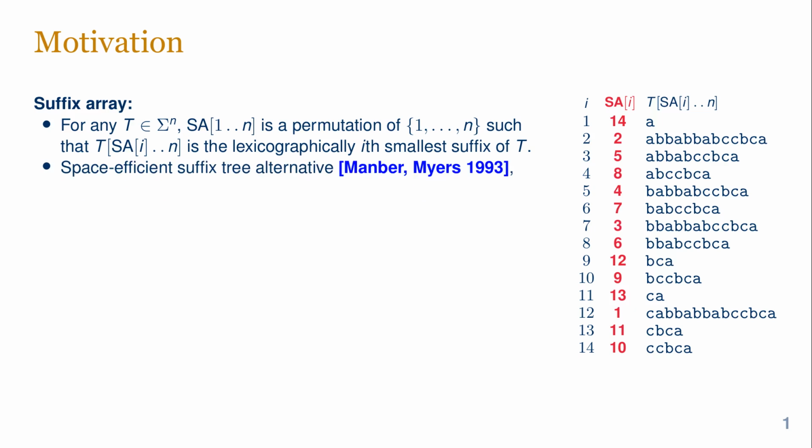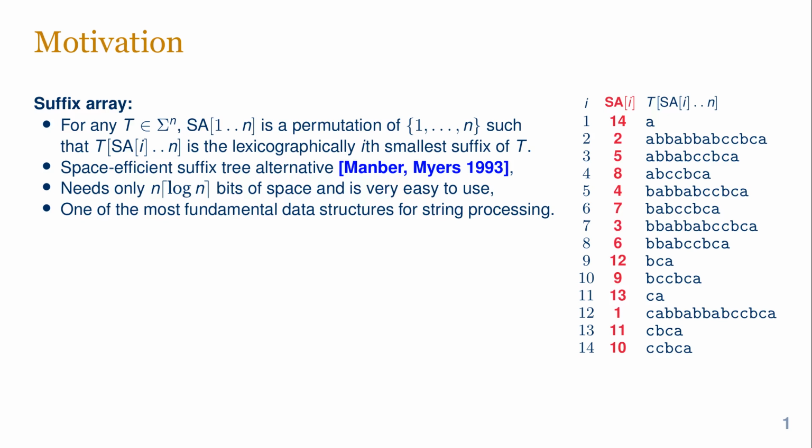Suffix array was introduced by Manber and Myers in 1993 as a space-efficient alternative to a suffix tree. The key advantage of suffix array over suffix tree is the size. While suffix tree is a pointer-based data structure using O(n log n) bits of space with a relatively large constant factor, suffix array is just one array of integers and hence needs exactly n log n bits of space. It is also conceptually very simple.